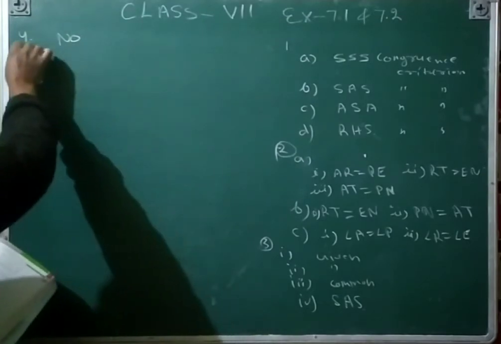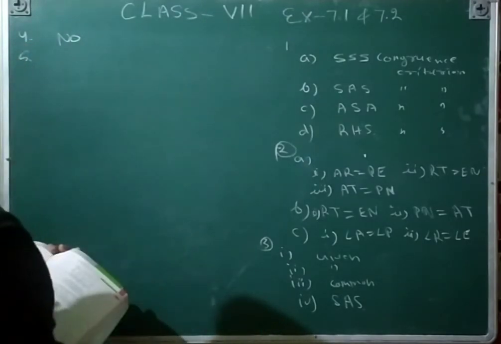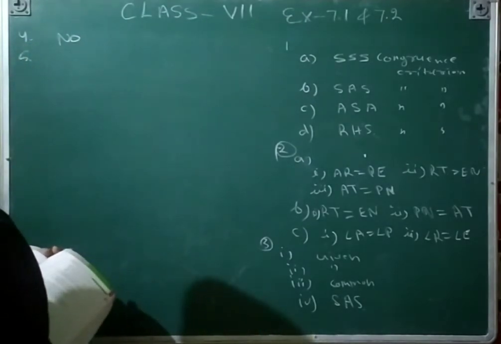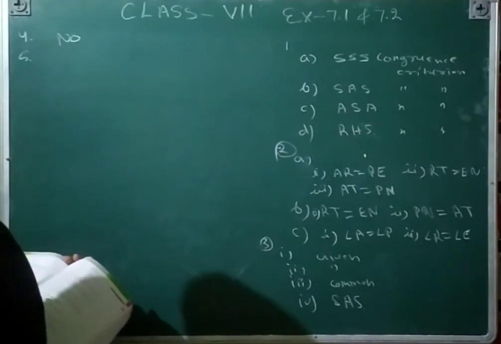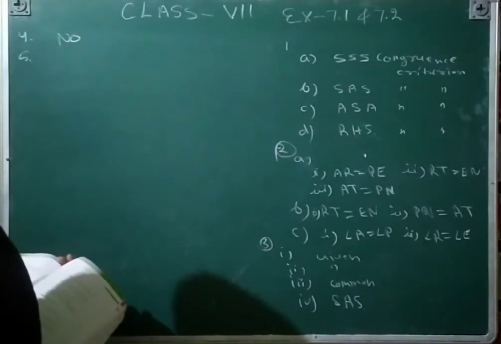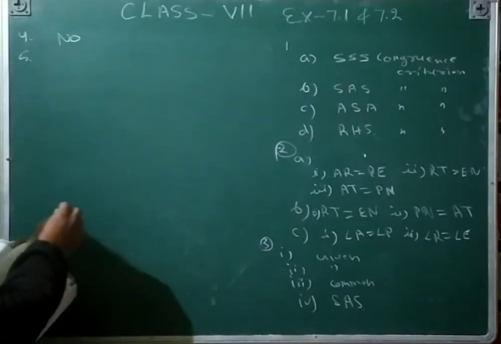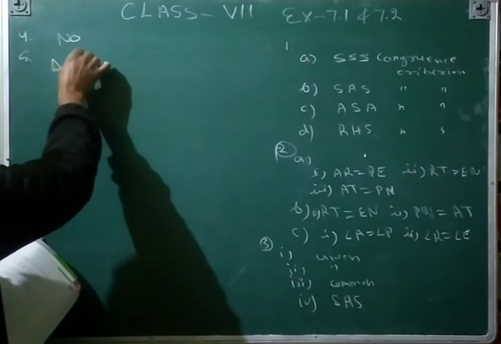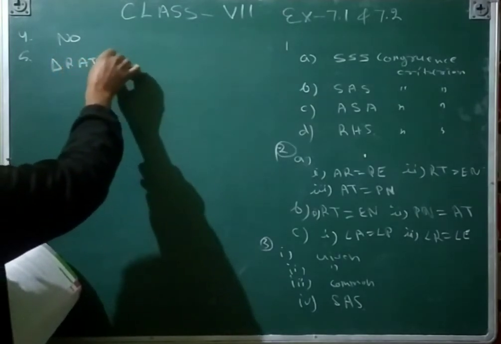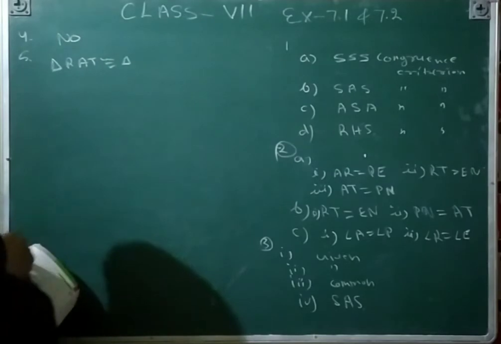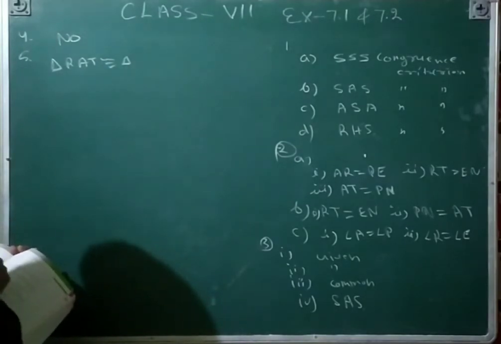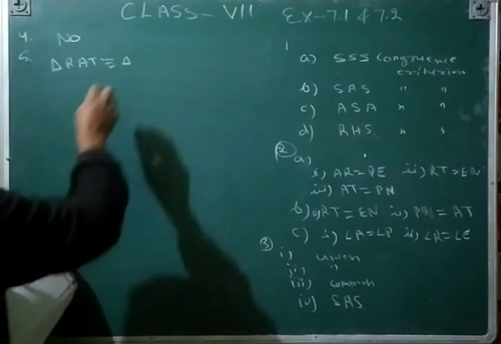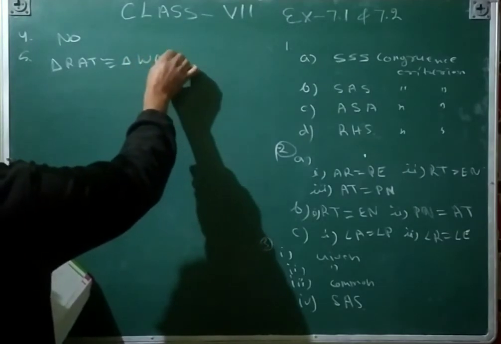Fifth question. In the figure, the two triangles are congruent, and the corresponding parts are marked. We can write triangle RAT is congruent to triangle WON.